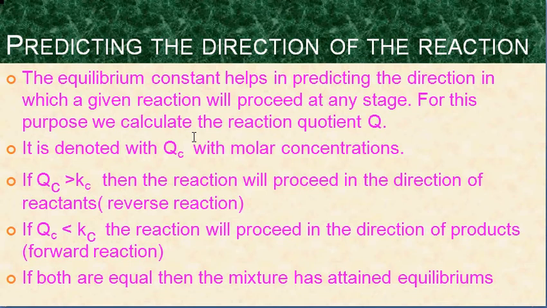Predicting the direction of reaction. The equilibrium constant helps in predicting the direction in which a given reaction will proceed at any stage. For this purpose, we calculate the reaction quotient, represented by capital Q, and with molar concentrations it is Qc. If Qc is greater than Kc, then the reaction will proceed in the direction of reactants, which is the reverse direction. If Kc is greater than Qc, the reaction will proceed in the direction of products, that is the forward direction. If both are equal, then the mixture has attained equilibrium.